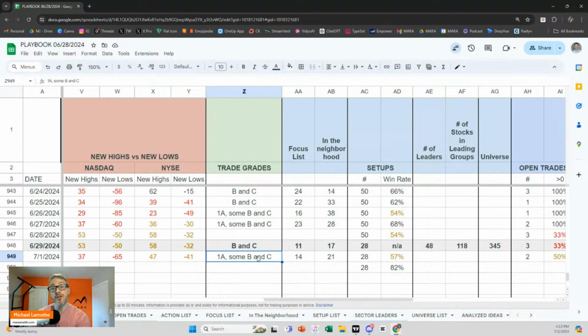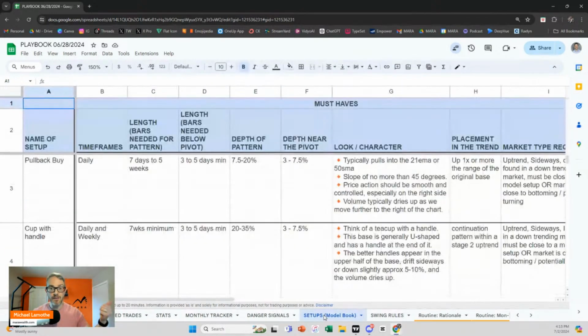And how do we grade the watch list? That's a great question. Thank you so much for asking. The way that we grade the watch list is by seeing how closely the stocks in that watch list match our models. So that means that we need to have models. So that's why I made this tab here, my model book. So I have a variety of different setups that I will trade.